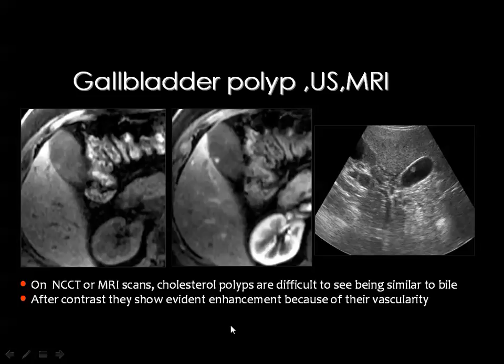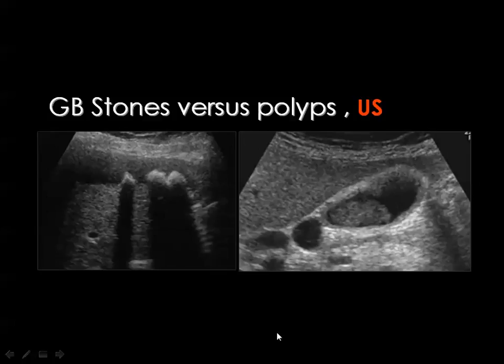This is the appearance of a gallbladder polyp by ultrasound, and this is by MRI T1 weighted image before contrast and T1 weighted image after contrast, indicating that the polyp is relatively vascular, and it shows some enhancement after injection of contrast medium. This is the difference between gallbladder polyp and the calculi.